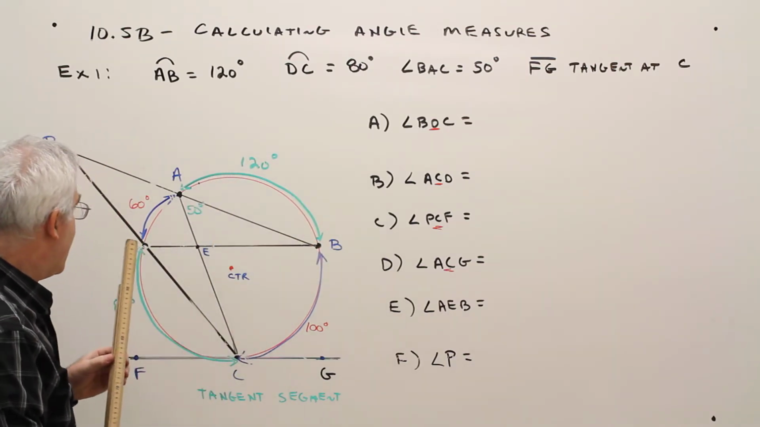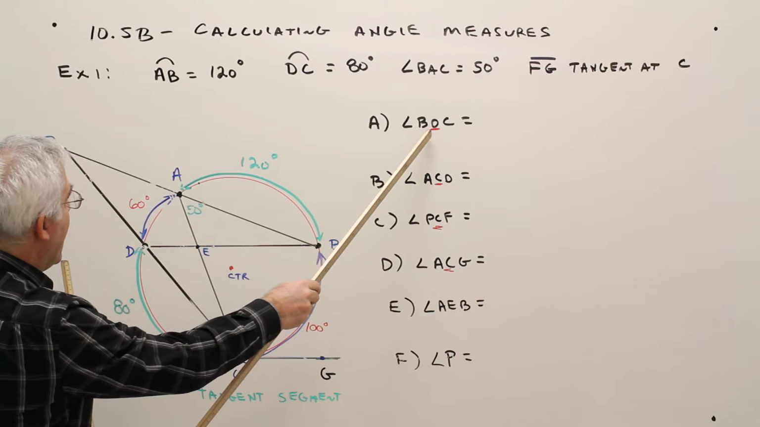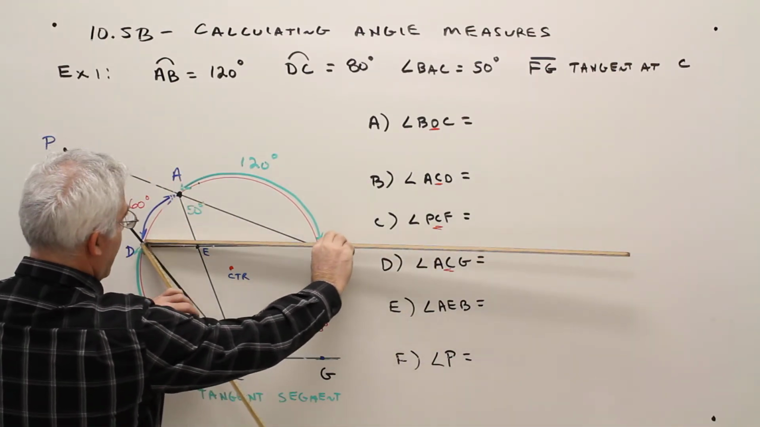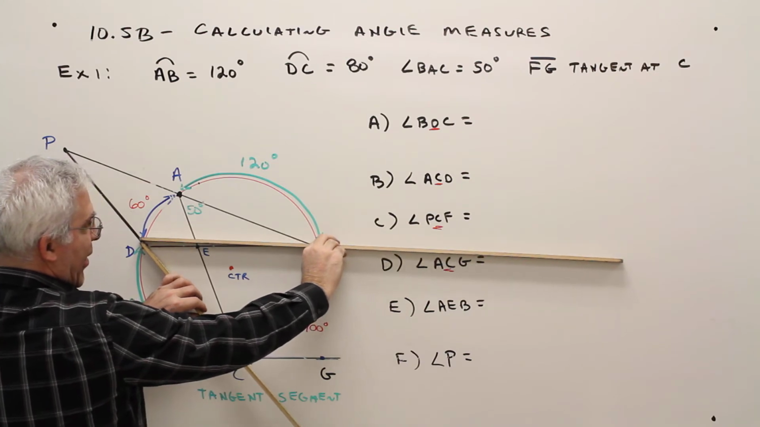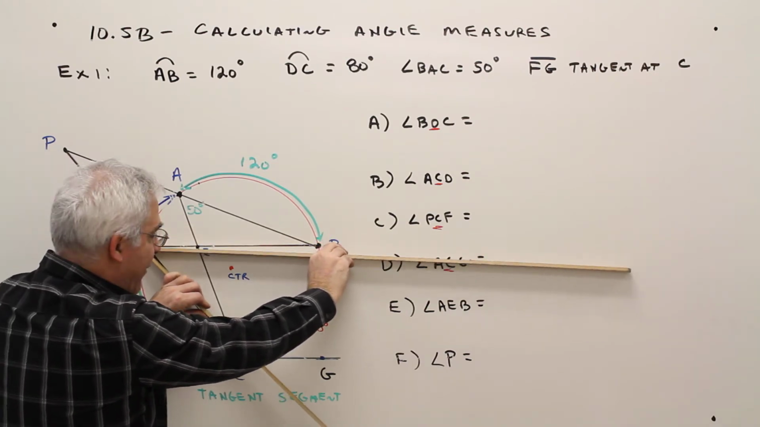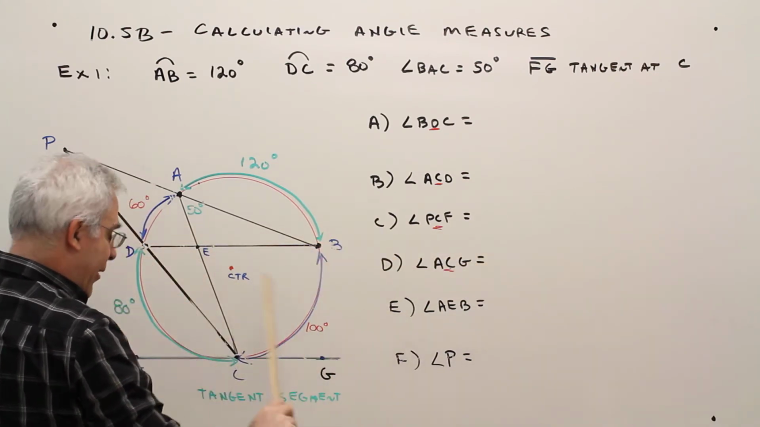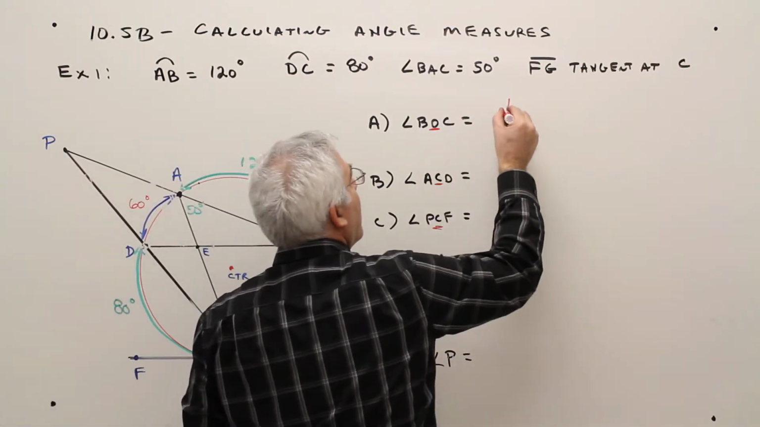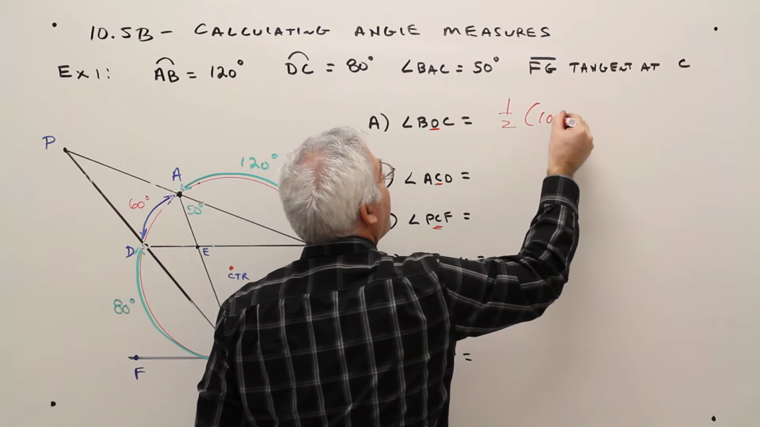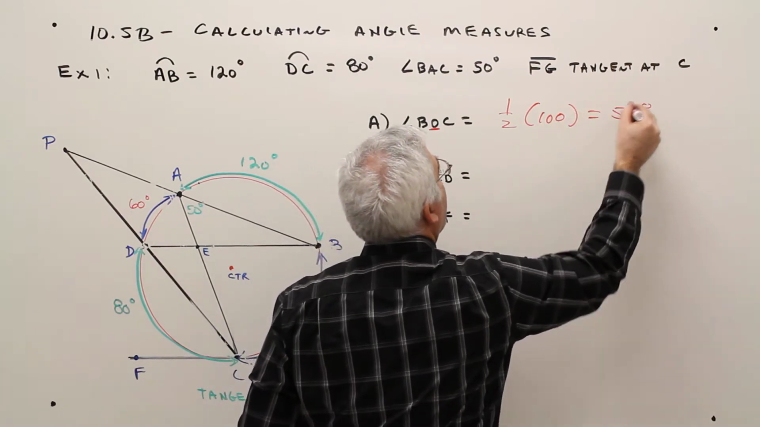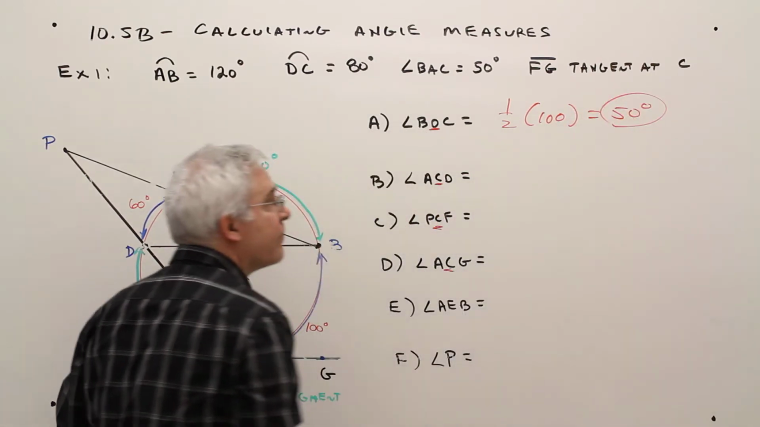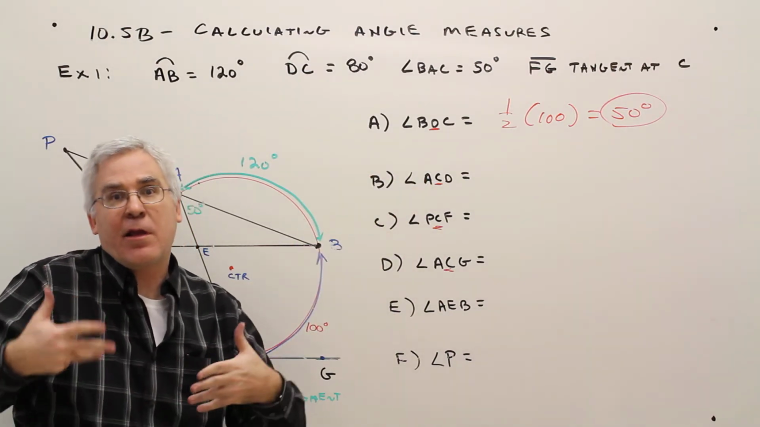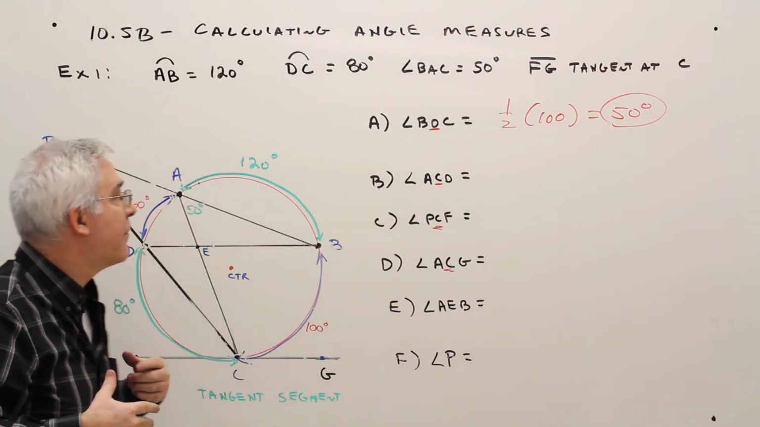So angle BDC. Okay, so D is the vertex. BDC would be this angle right here. The vertex lies on the circle. The intercepted arc is 100. So let's show our work. 1/2 of 100 equals 50 degrees. Okay, so please show your work so you can get some partial credit in case you make a computational mistake.